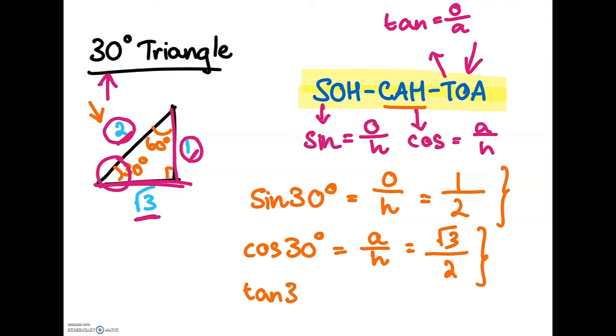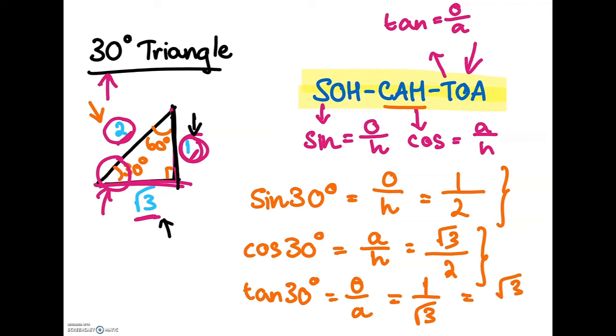Finally, let's find tangent of 30 degrees. Tangent is going to be opposite over adjacent. The opposite side to 30 degrees is 1, because if this angle is 30 degrees, the side opposite to that, so this one over here, has a side length of 1. And the adjacent one is over here, that's a side length of square root of 3. So it's going to be 1 over square root of 3, which simplifies to the square root of 3 over 3. So tangent 30 is equal to the square root of 3 over 3.